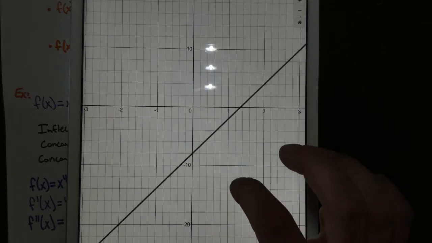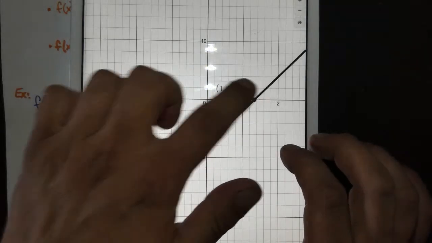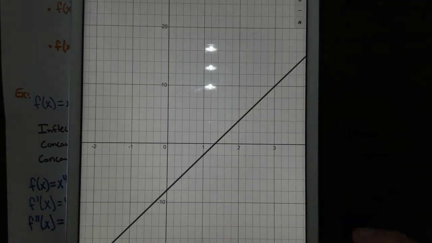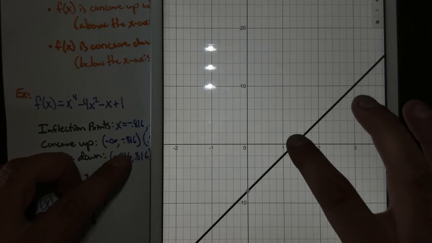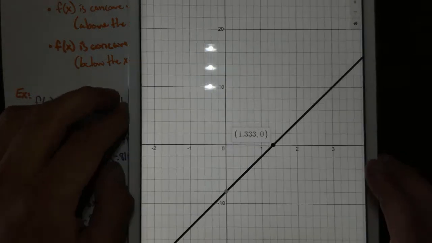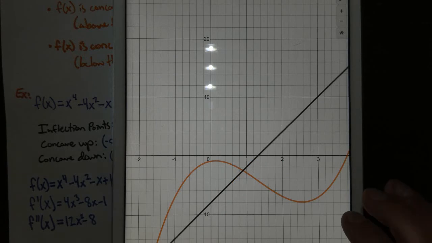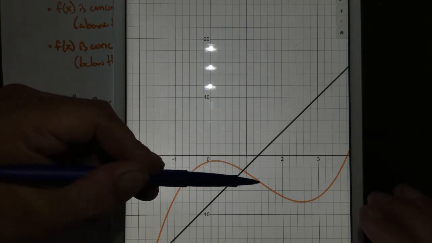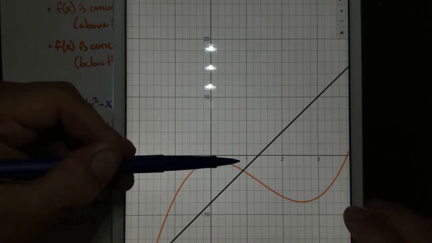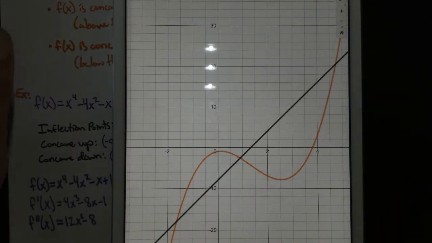So this is what it's telling me. It's telling me that our function exists as concave down until we get to this point right here at 1.333, and then it exists as concave up for the rest of it. So we have an inflection point right at 1.333. Let's just verify this. Let's see what our original function looks like. Okay, so yeah, perfect. So right at this point, at x equals 1.333, it changes concavity, right? To the left of my pen, it's concave down, and to the right of my pen, it's concave up.